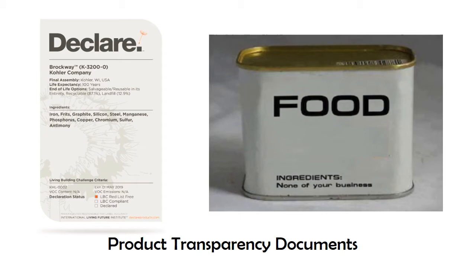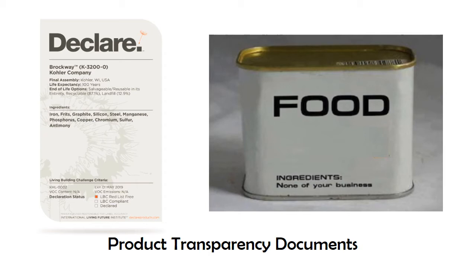Now on to the second transparency document. This is called a declare label, but don't get confused by the word label because it doesn't actually go on the product box as a sticker. It is a document posted online. A declare label is essentially a nutrition label for the product.